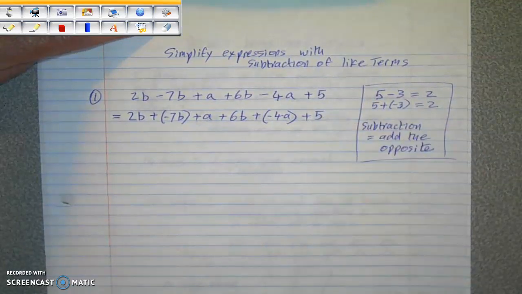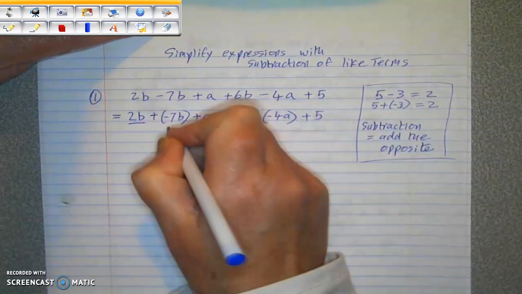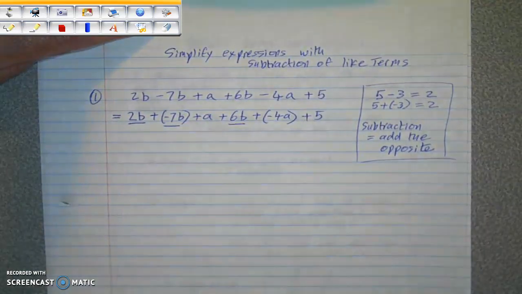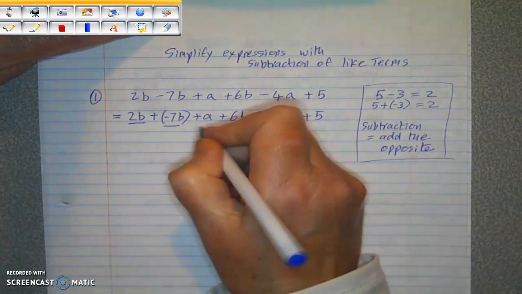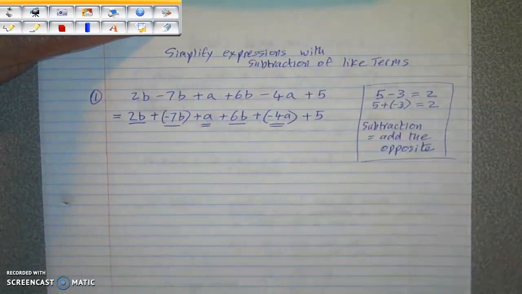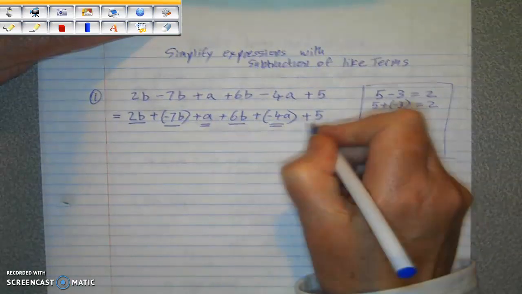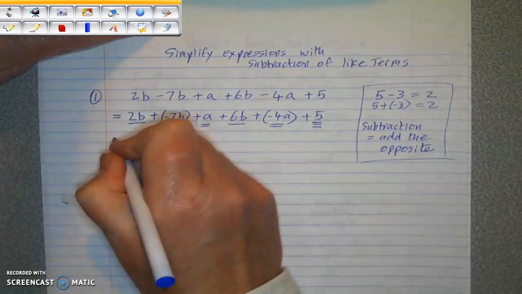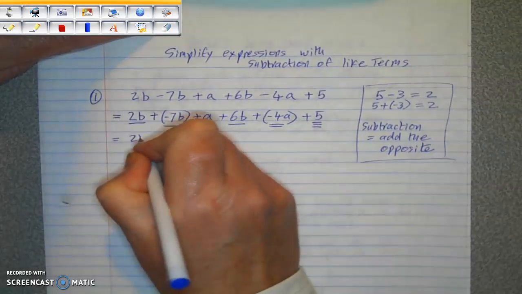Now let's use the underlining trick. 2b, negative 7b, and 6b are like terms. They all have the variable b. A and negative 4a are like terms. They both have the variable a. And then the constant term 5 doesn't have a variable. That's why it's called a constant term. And it doesn't have anything that goes with it. There aren't any other constant terms. So now I'm going to gather them together.